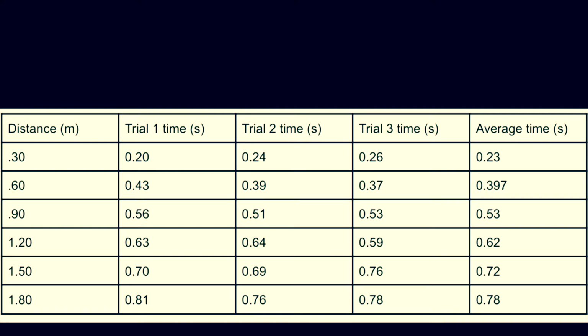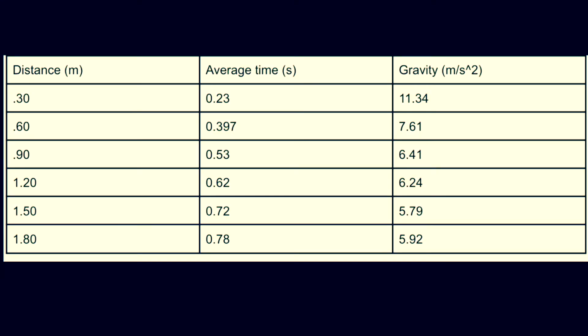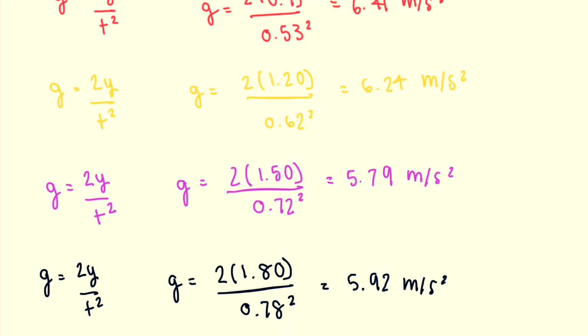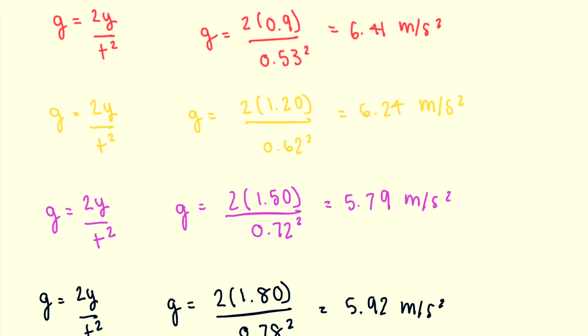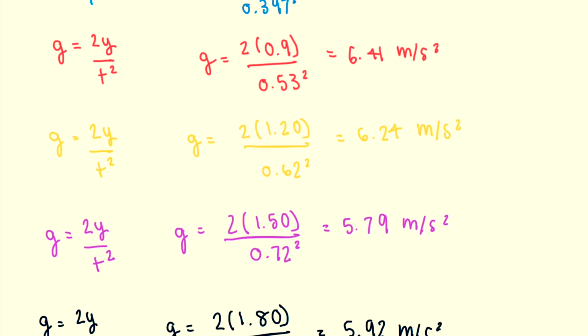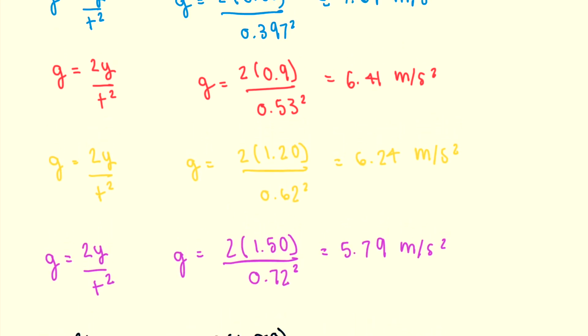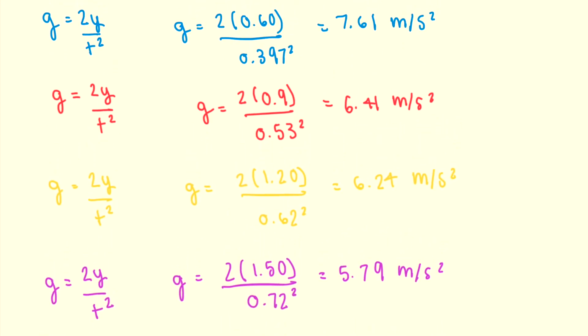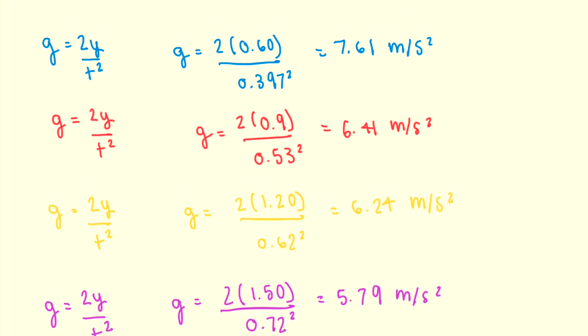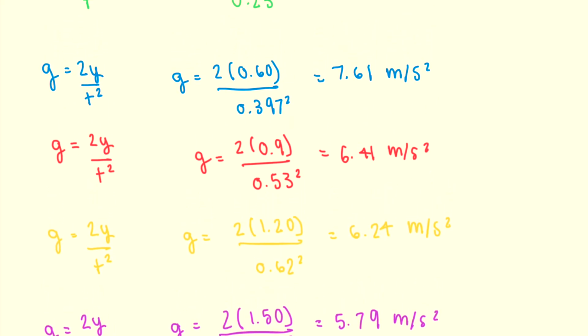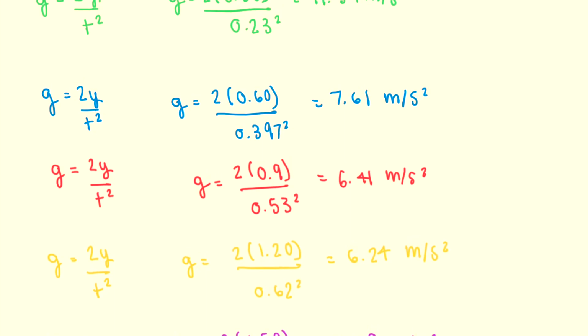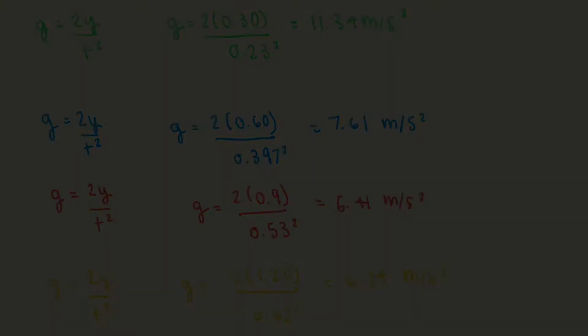Here is the data table for the heights and the different times it took. Distance and average time were inserted using the table before. The gravity was calculated using the formula g equals 2y over t squared. So here are the calculations that I used to find the gravity. I did g equals 2y over t squared, and I did 2 times the height, which for the first one is 0.3, and then I divided it by the average time squared, and I got the gravity.